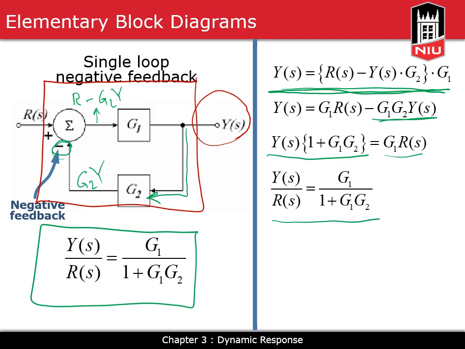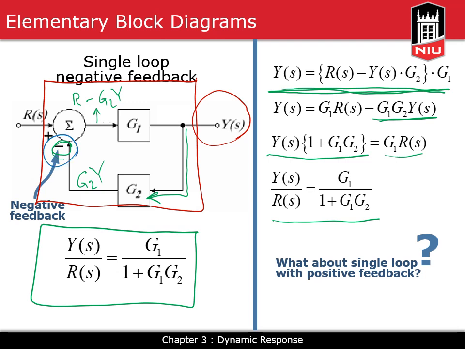Now remember, this was the result if we have a negative feedback. What about the single loop with positive feedback? You can try to redo this, but the result is very easy to obtain. If our feedback is positive here, let me use a different color.